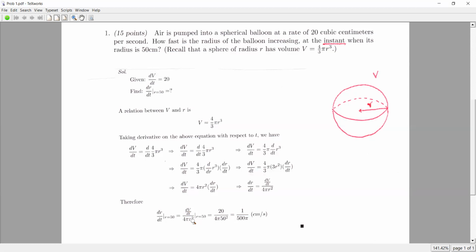Plug in 50 for the R here, then this number is the increasing rate of the radius at the instant when R is 50. This number is 1/500 times pi. The unit is cm per second.